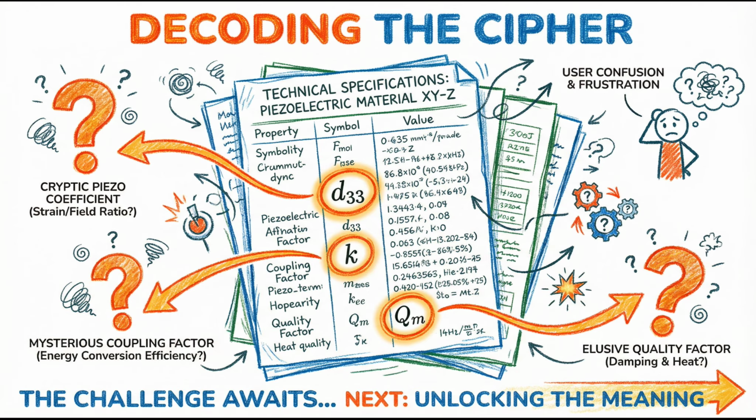Datasheets often look like a cryptic cipher, but three critical parameters, d33, k, and QM hold the key to performance. Understanding them is crucial for any successful design. Let's start with the material itself.